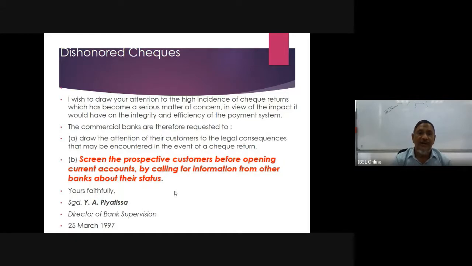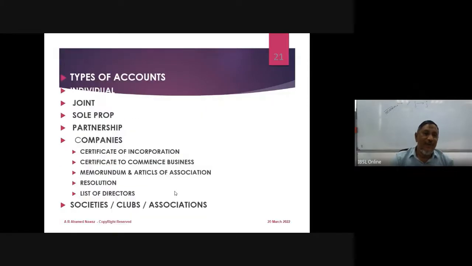Section 25 of the Debt Recovery Act number 2 of 1990. Sections 399 and 400 of the Civil Procedure Code. These are the legal repercussions of a check return. Pay attention to check returns. Therefore, the Central Bank, through these directives in 1997, asked banks to screen prospective customers before opening current accounts by calling for information from other banks about their status. Now this has become mandatory, because check returns have to be reported to CRIB and you have to refer to CRIB before opening accounts. Okay.